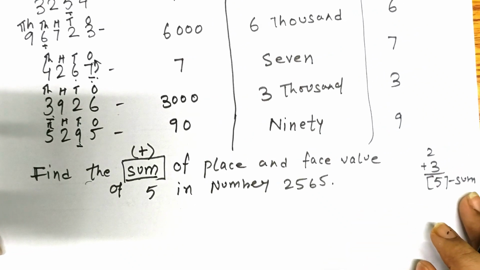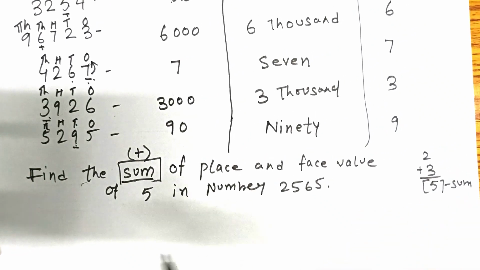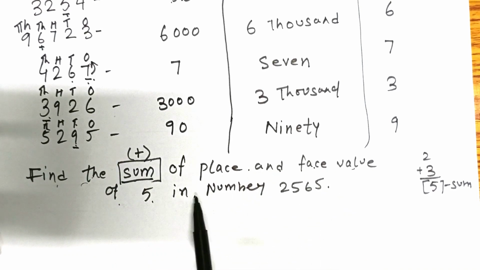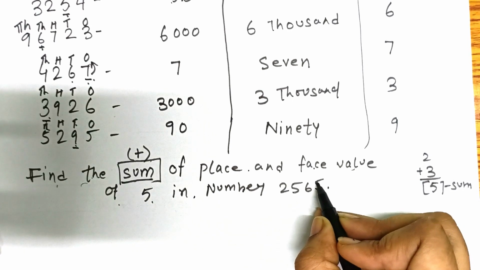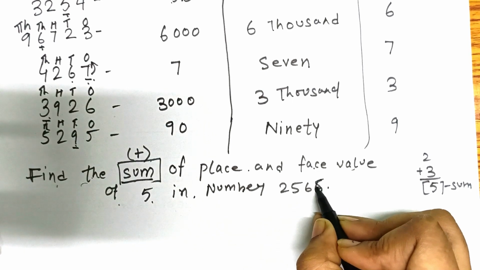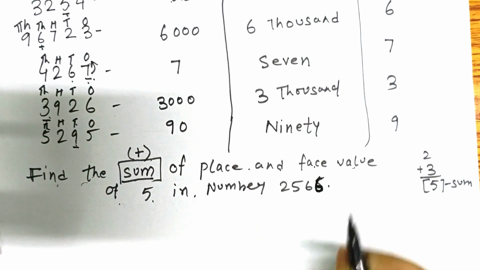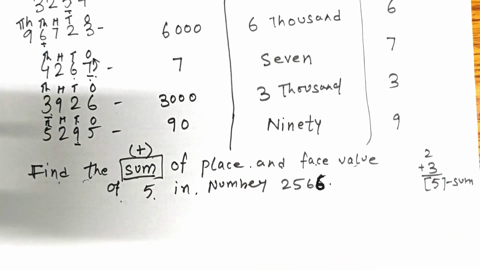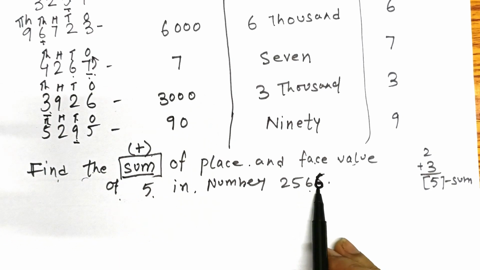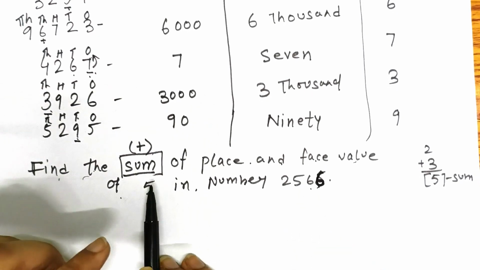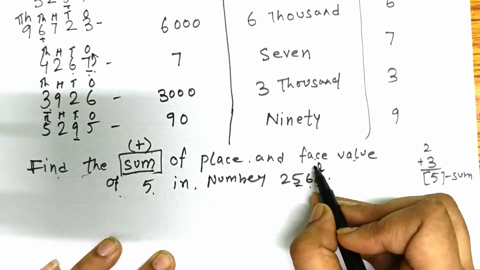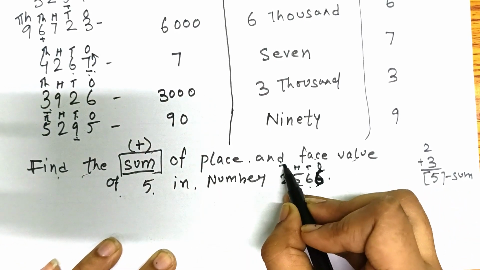So what we are supposed to do is find the sum of the place and face value of 5 in this number. As you can see, I'm changing this here, not to make you confused. So this is 2566. First, the place value. What is the place value of this 5? Ones, tens, 100, and this one is 1000.